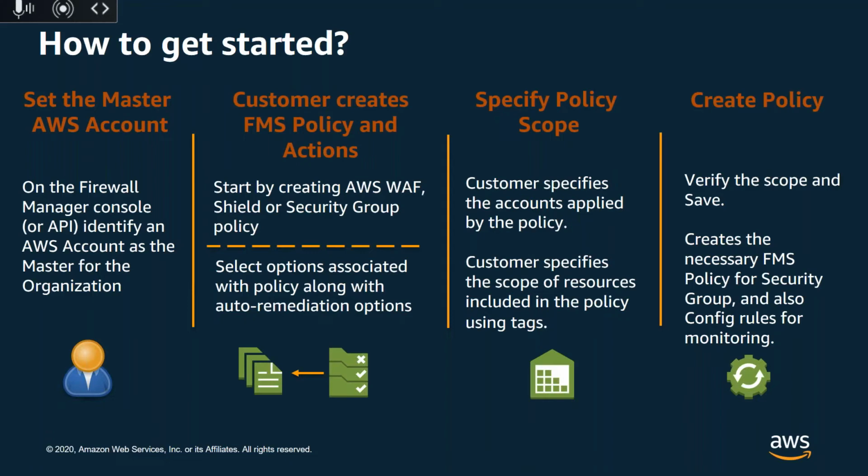You can then set the policy scope. In this case, what you would do is specify the accounts that are applied by the policy, and then the scope of the resources included in the policy. One way that you can do that is with tags, and those tags can determine which resources are in scope or out of scope automatically. Finally, you can create the policy, verify that the scope is what you want it to be, and save. This creates the necessary FMS policy, for example, for security groups or for WAF rules, and automatically adds the Config rules for monitoring any kind of drift.